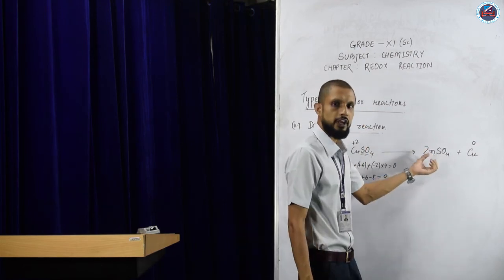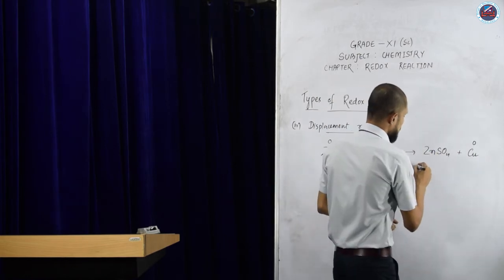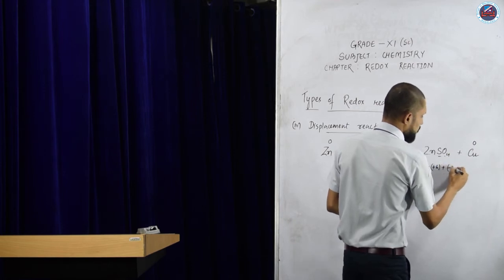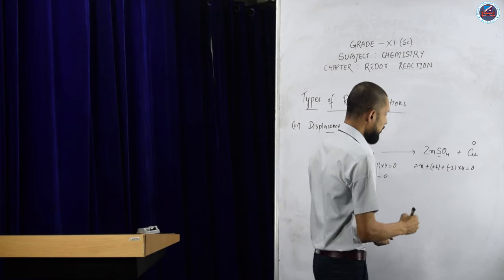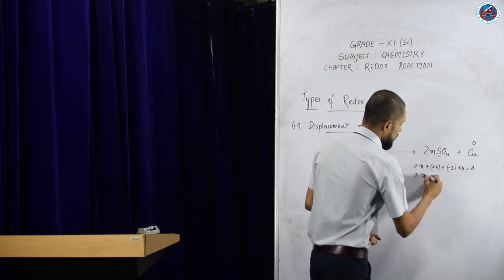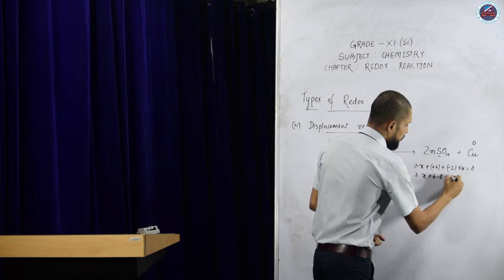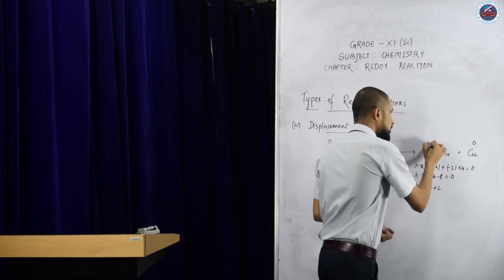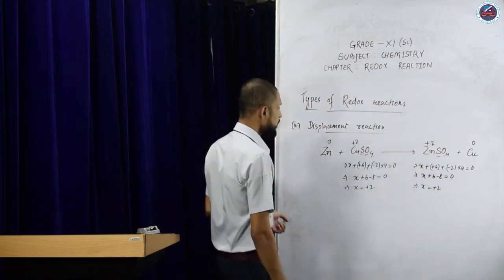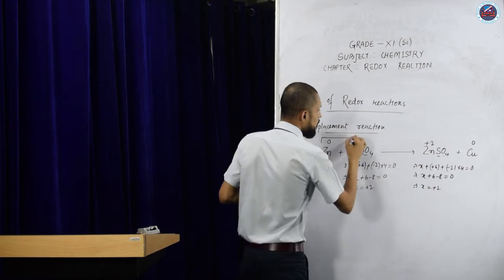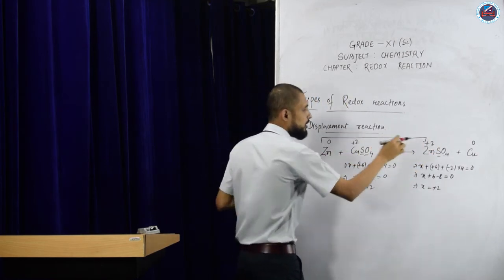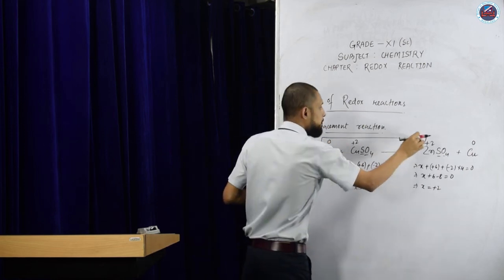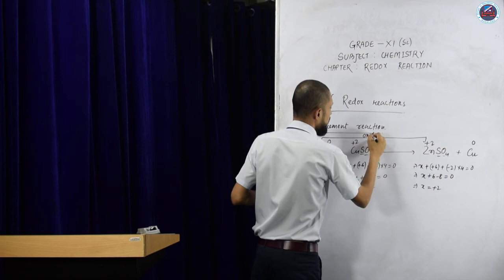Similarly, if we calculate for zinc, in zinc sulfate, that is X plus sulfur is plus 6 plus oxygen is minus 2 multiplied by 4 is equal to 0, which implies X plus 6 minus 8 equal to 0, X equal to plus 2. So the oxidation number of zinc here is plus 2. Now from zinc 0 to ZnSO4, that is zinc to zinc sulfate, the oxidation number of zinc increases, that is from 0 to plus 2. So therefore this is oxidation.